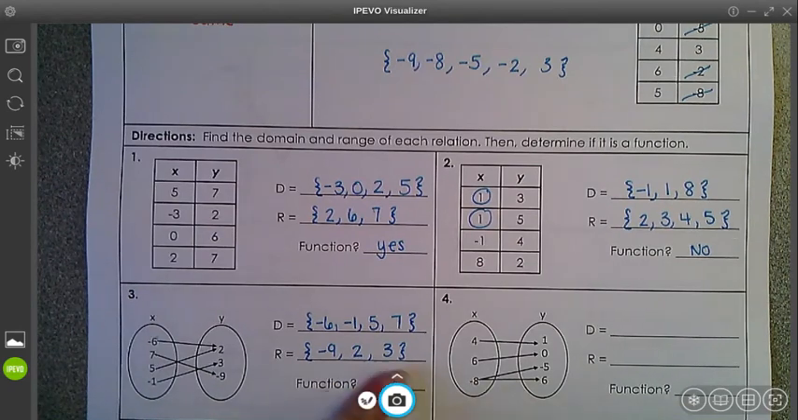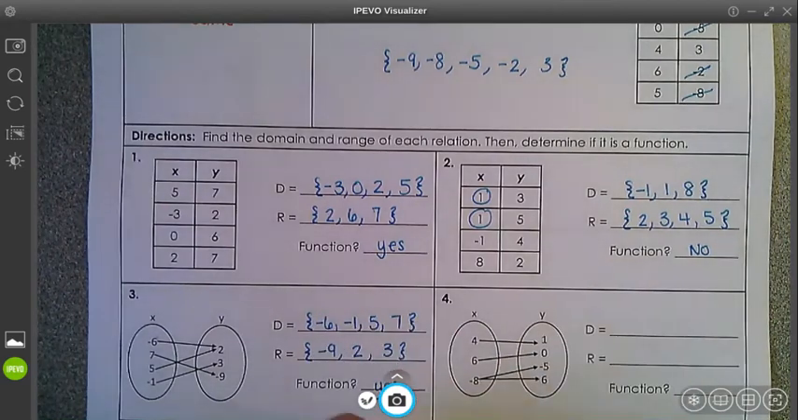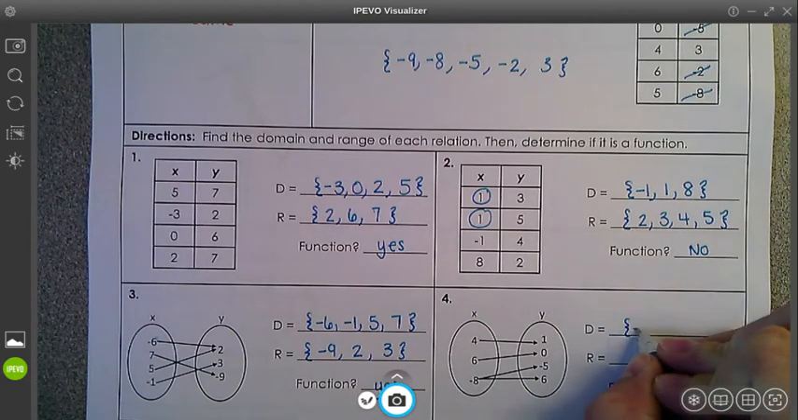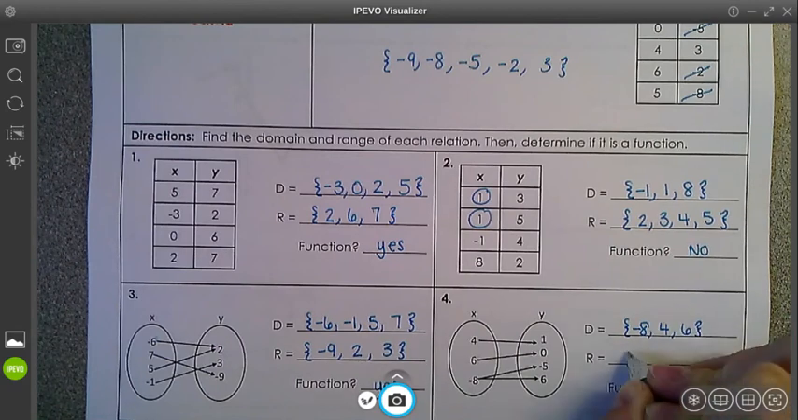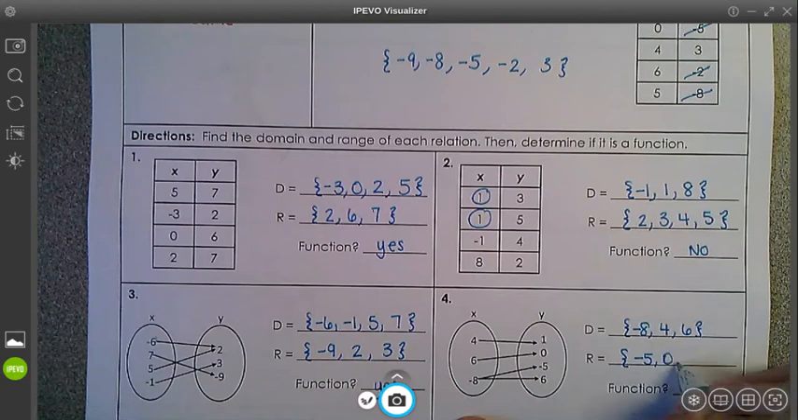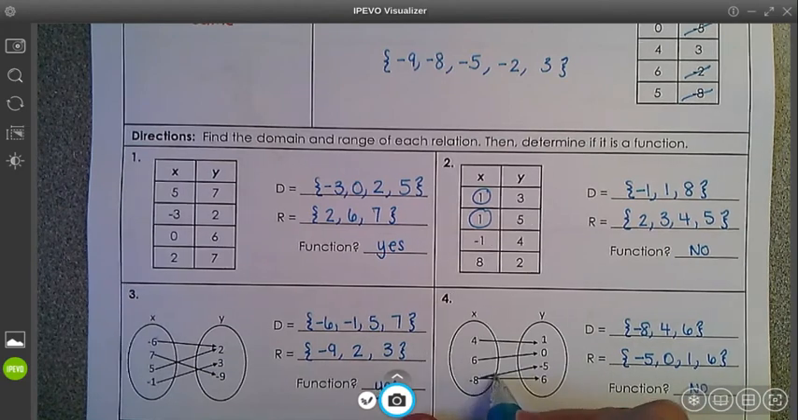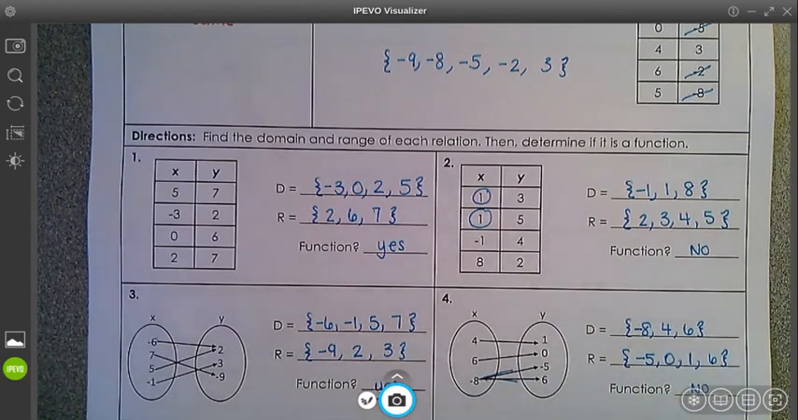Pause the video and see if you can answer number 4. Your domain is -8, 4, 6, and your range is -5, 0, 1, 6. And no, it is not a function because this -8 has 2 arrows, so that means you have -8, -5, and -8, 6, those 2 points.